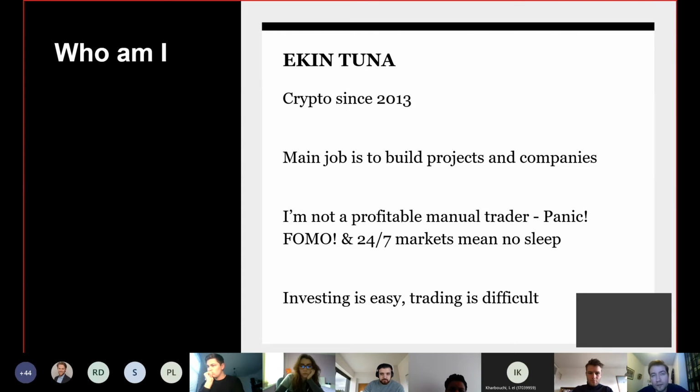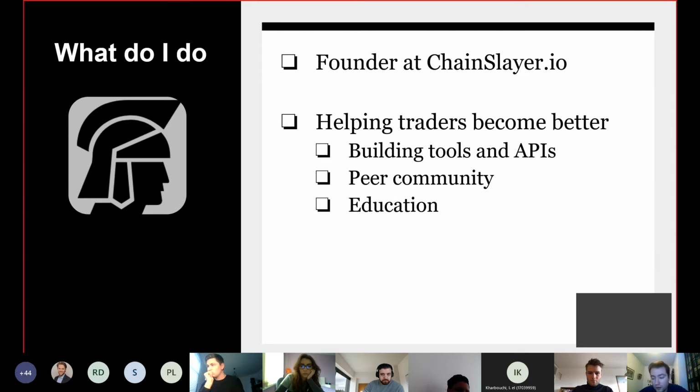So that's the background of how I came here. What I do now is I'm one of the founders at ChainSlayer.io, and our mission is to help traders become better. Roughly this means moving manual traders more towards the quant space, helping people get access to tools and APIs to automate their trading and to really understand the markets better.